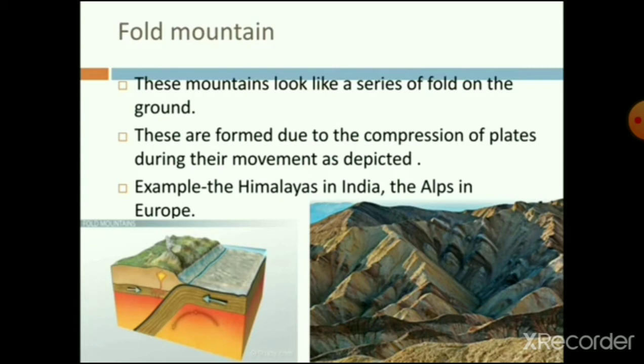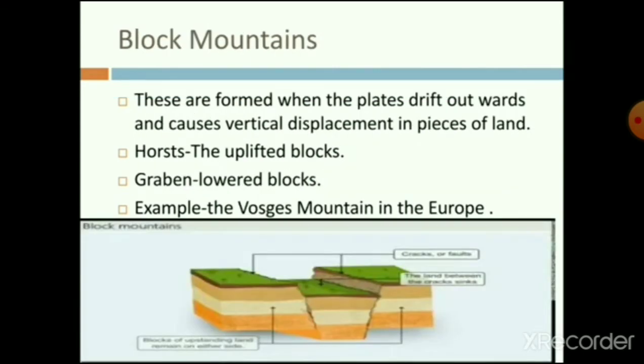Next point is block mountain. Block mountains are formed when the plates drift outwards and cause vertical displacement in the pieces of land. Pieces of land may sink downward or rise upwards. The uplifted blocks are called horsts and the lowered blocks are called graben. The Vosges mountain in Europe is one such example.